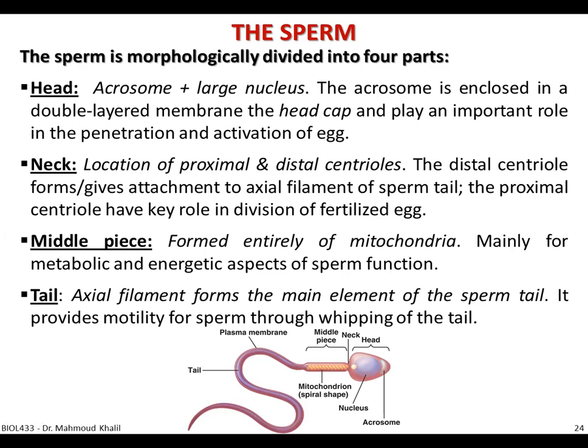So the other two parts of the sperm are the middle piece and the tail. And the middle piece, you can see from the figure, is formed entirely of mitochondria. And of course, this mitochondria provides all the energy needed for the sperm function and the energy needed for the relatively long distance of traveling until reaching the ova. While the tail forms the axial filament, the middle portion of it forms the main element of the sperm. And of course, it provides motility for the sperm through whipping of the tail.